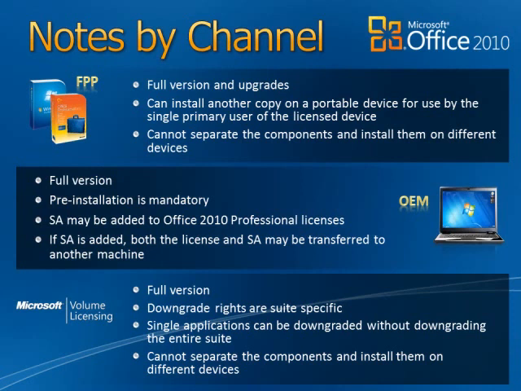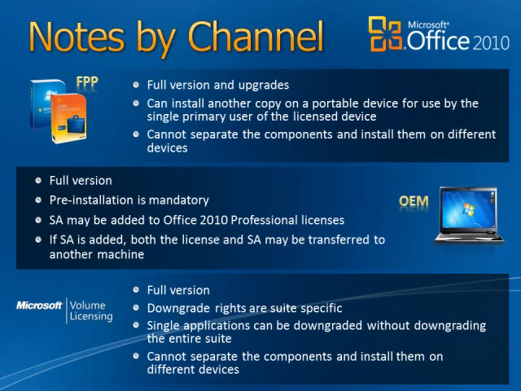If you've purchased through volume licensing, again, you would be buying a full version here. You do get downgrade rights, which means that you can use an earlier version of the software, but it is suite specific. So for instance, if you have bought Office 2010 Standard Edition, then you would only be able to downgrade to the Standard Edition.